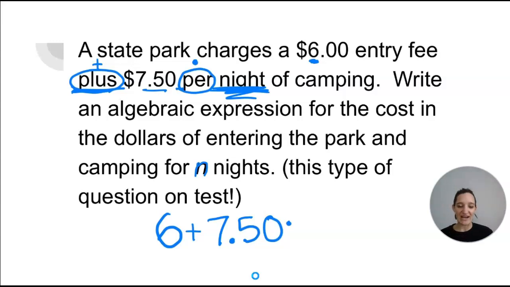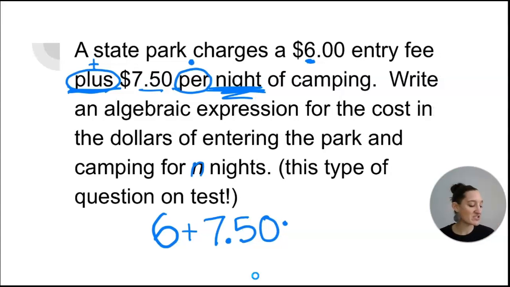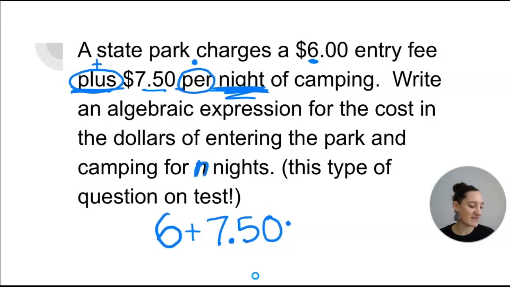If it was just one night, I could just say $7.50, right? But what if I camp for 2 nights? Then I'd have to go $7.50 plus $7.50. What if I camp the whole week? That'd be $7.50 plus $7.50 plus, that'd be times 7, right? So because we don't know how many nights we're going to camp, we're just going to use the variable N that they gave us. And that will give us the total amount.